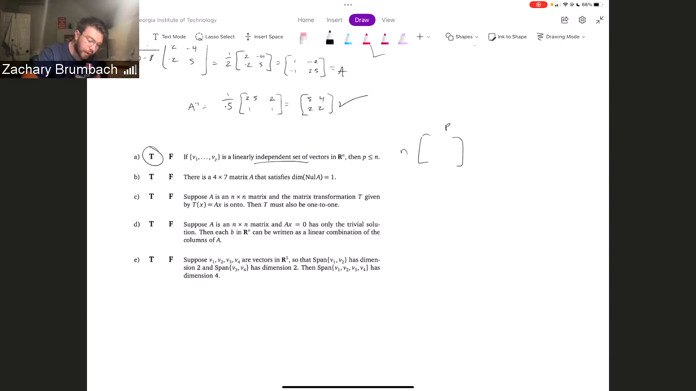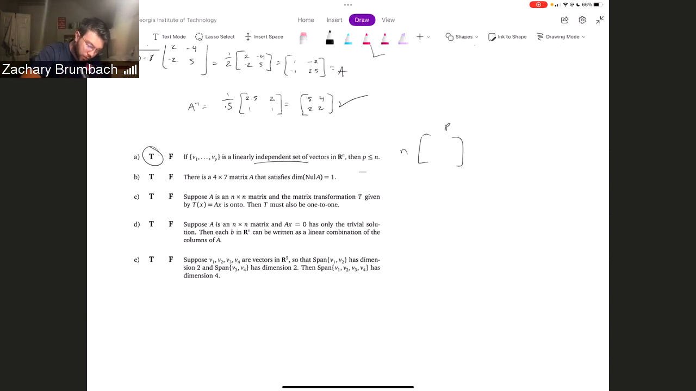So the way to think about that: I have all of these vectors that happen to be linearly independent. Can they exist in a space? If I have 4 linearly independent vectors, can n be 3? No, right? That doesn't make sense. We can't have 4 different directions in a 3 space.